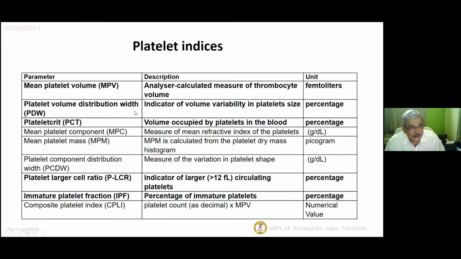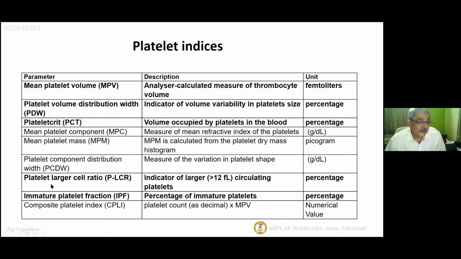Now, this is very similar to the red cell RDW, where you have the anisocytosis of the red cells being reported as RDW. Then you have the plateletcrit, almost the same as hematocrit. Only thing is it's very, very small, usually in the order of 0.2 to 0.25, while the RBC volume will be around 45%. And it is reported as percentage.